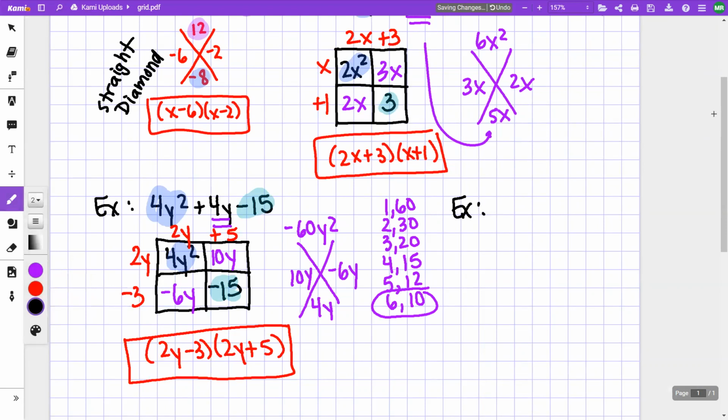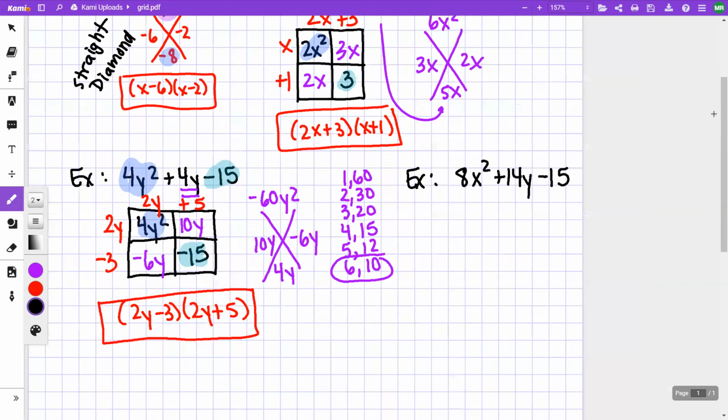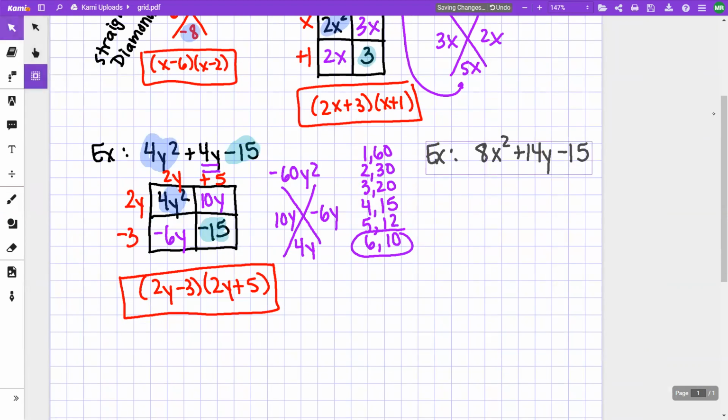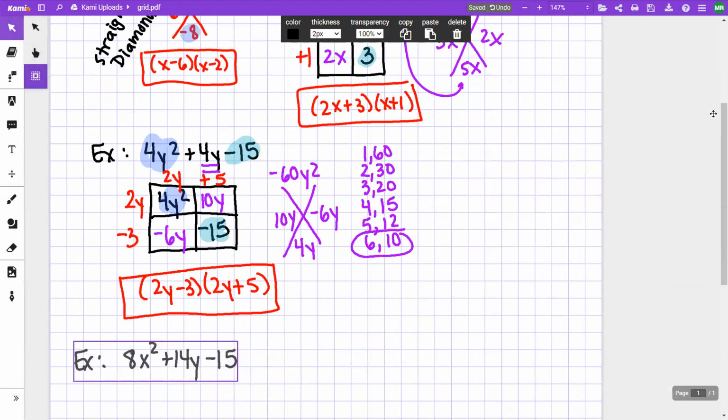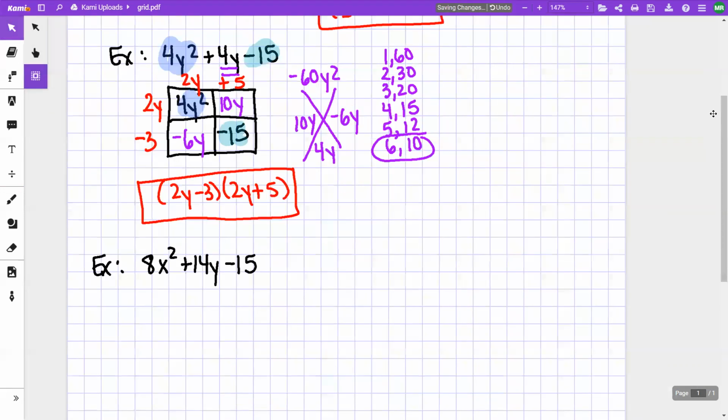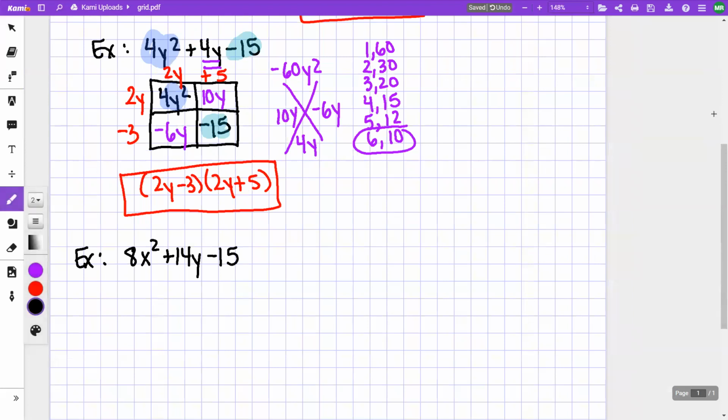Okay, and let me do one more. So let's say I have an 8y squared plus 14y minus 15. Okay. And I'm going to actually move this down here. Let me move it so I have more space. Okay, so I'm going to do my box and diamond.